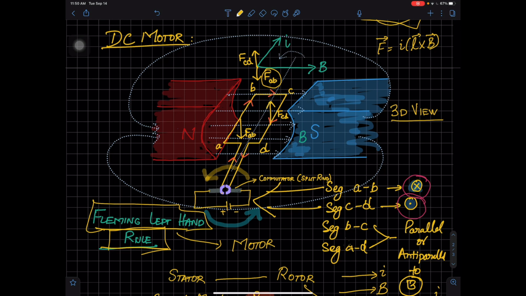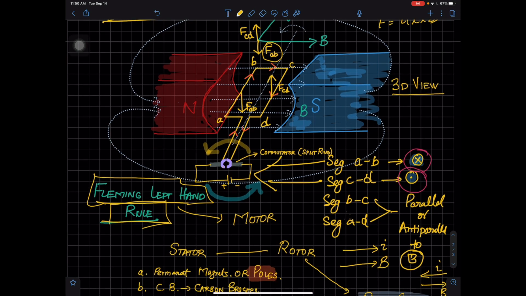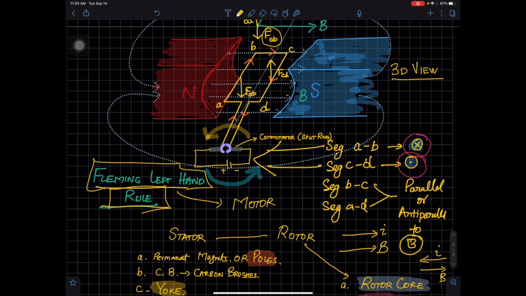So segments BC and DA are just completing the path over here. So there is not going to be any force. But again, these two forces, FAB and FCD, are going to give rise to a couple of forces, and the loop will start to rotate if there is some axis of rotation with the help of some bearing.